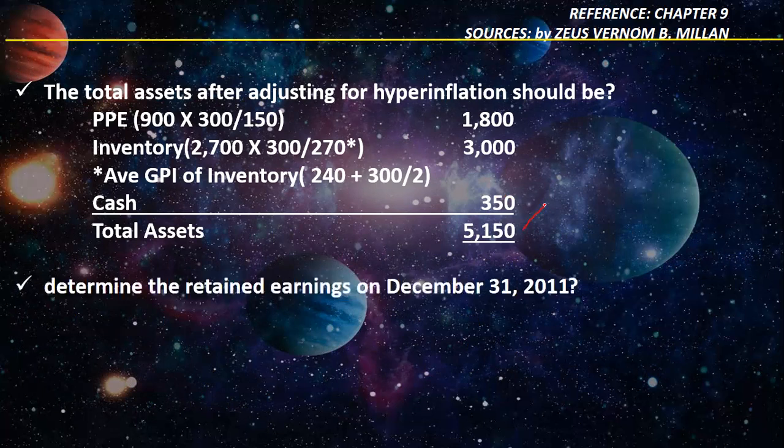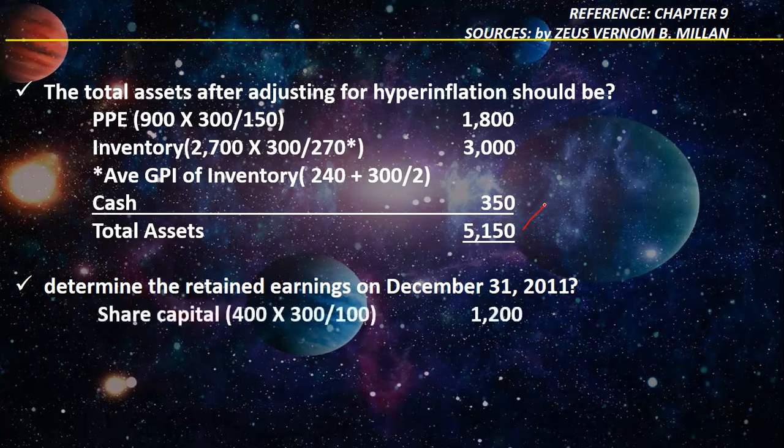Another question. Determine the retained earnings on December 31, 2011. So, retained earnings of 2011. Okay, here we have the share capital of 400 times 300 over 100, the numerator is the same. When was the share capital acquired? 2008. So we use the GPI of 2008.